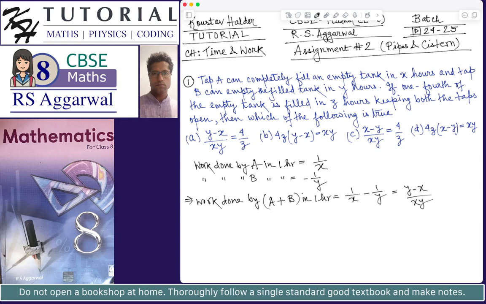Okay, now it is given that 1/4 of the empty tank is filled in Z hours, that is when both the taps A and B are open, the work done in Z hours is 1 by 4.